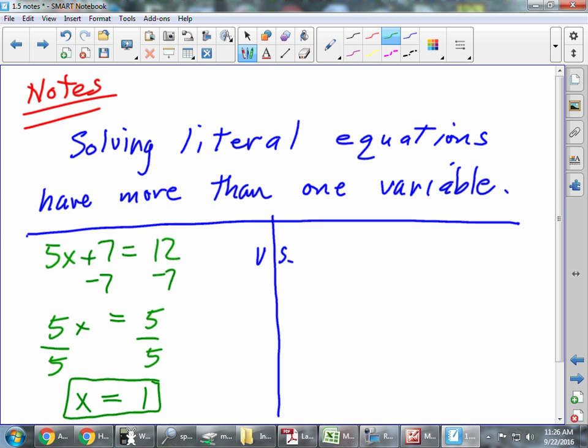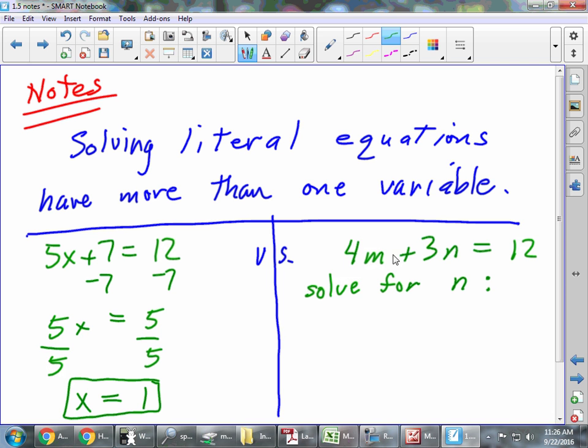Let's try this out. What if we have 4m plus 3n equals 12, and I say solve for n. This is a literal equation because notice the m and the n are both variables, and your answer is not going to be pretty. Okay, solve for n.